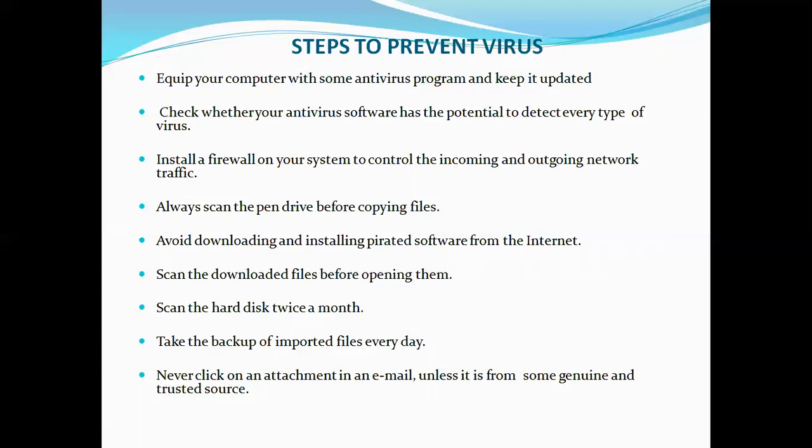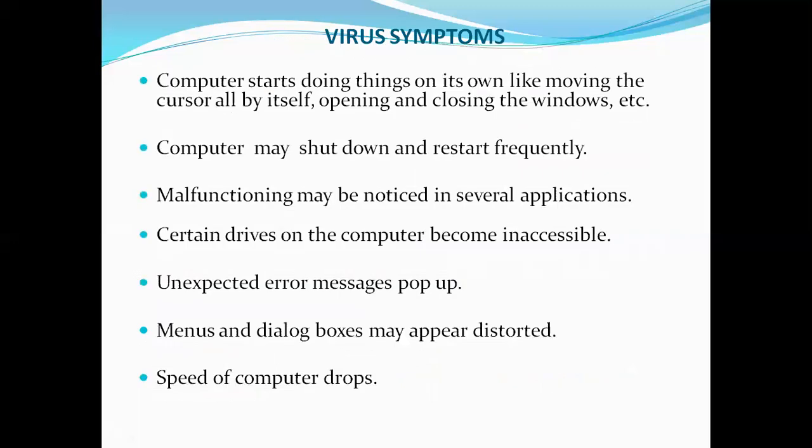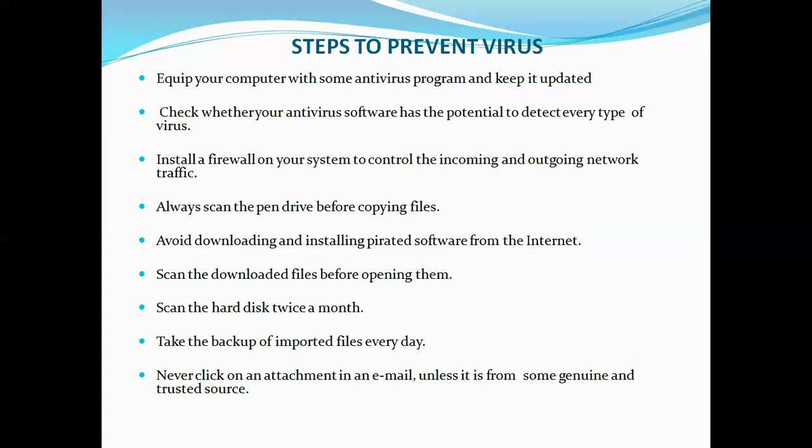Okay, so what are the things which we have studied today? We have studied that there are four types of viruses, and I have told you to remember this whole table of types of viruses as well as their examples, because it is very important from the exam point of view. Then we have seen different symptoms of viruses and how a virus spreads: the three main reasons are removable storage devices, the internet, and email attachments. And last but not least, we have studied steps to prevent viruses.